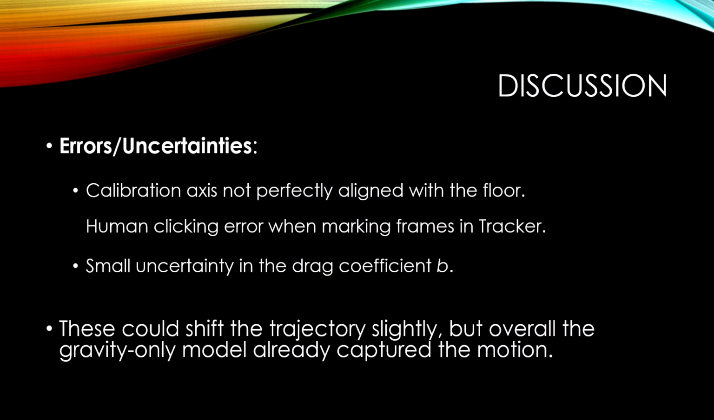There are a few sources of error in this experiment. First, the calibration axis in Tracker wasn't perfectly aligned with the floor, which could shift the trajectory slightly. Second, there is human clicking error when marking the ball frame by frame. Third, the drag coefficient b was estimated, so it's only approximate. These uncertainties may affect small details of the curve, but overall, the gravity-only model already matched the motion very well, showing gravity was the dominant force.